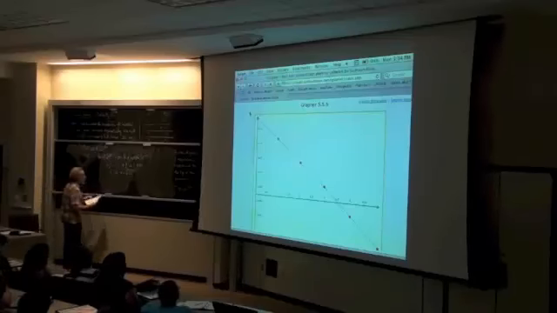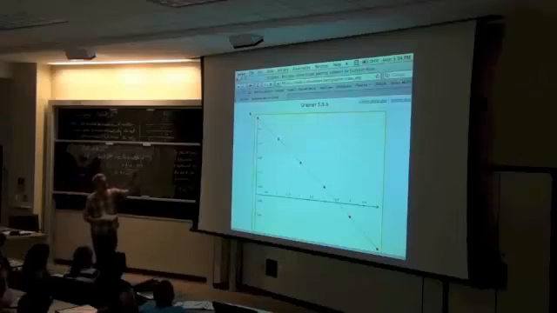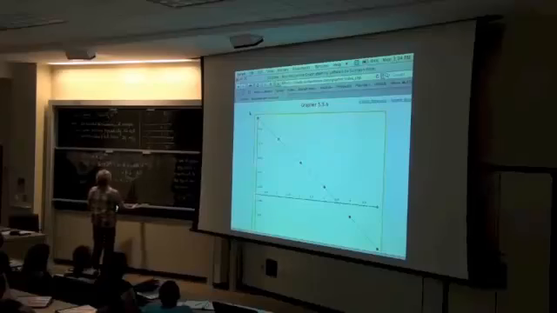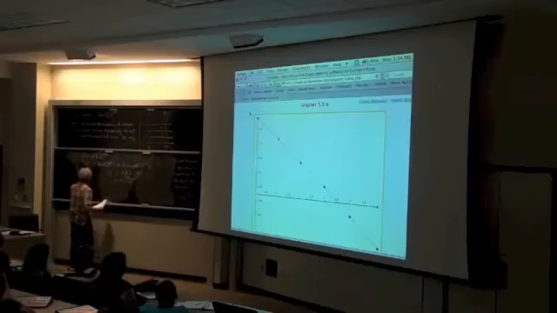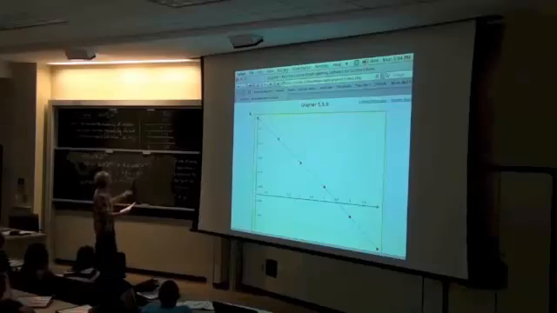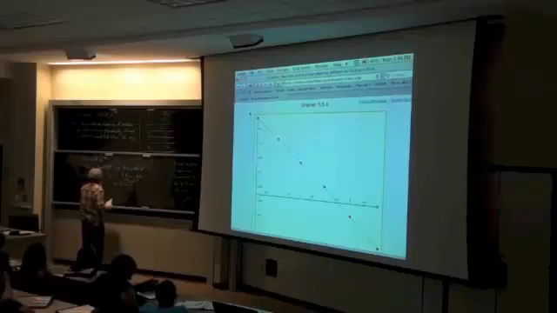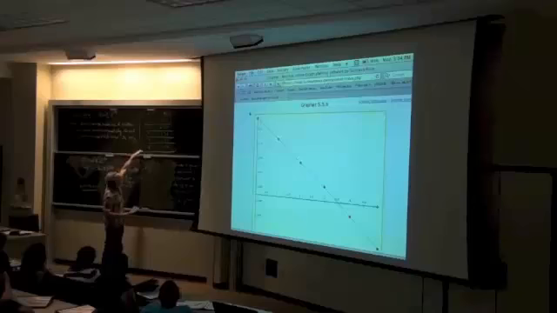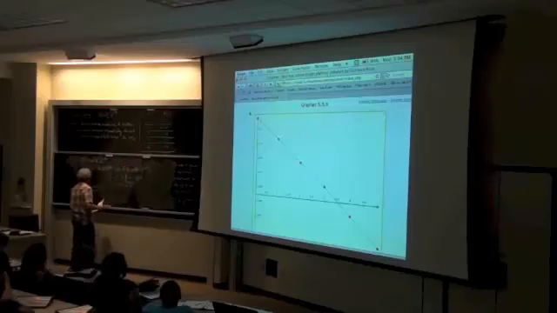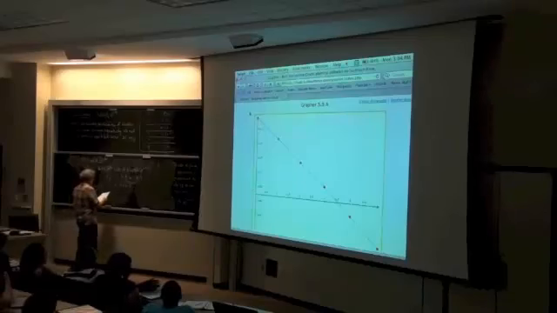Log, and remember, it's the log of, where'd they go? 4.22 minus log of 0.76, divided by 1 minus 4. And that equals minus 0.57.